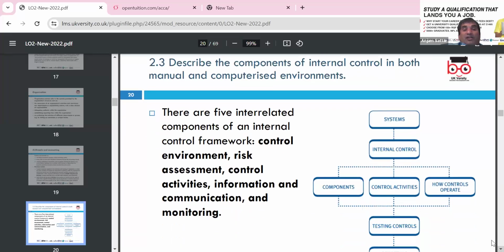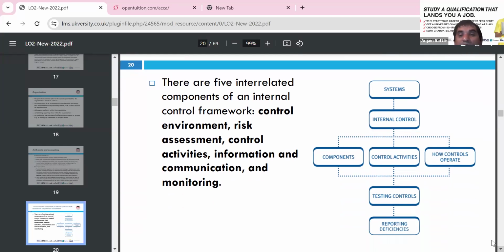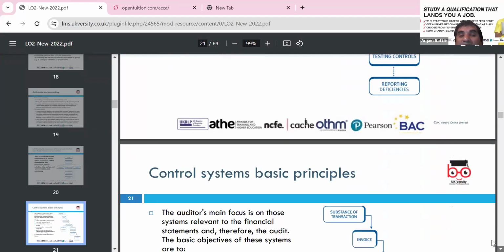We can look around. There are the 5 integrated, interrelated components: internal control environment, risk assessment, control activities, information and communication, and all. We can look at this internal system, its components and the control activities, how these controls are being tested, and we can look at different types of tests and reporting.